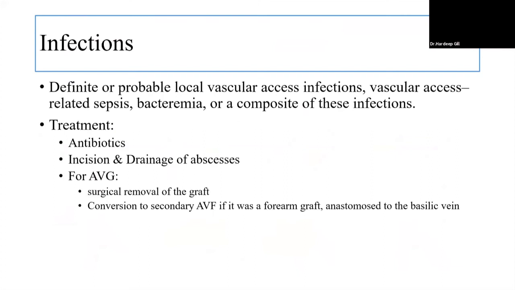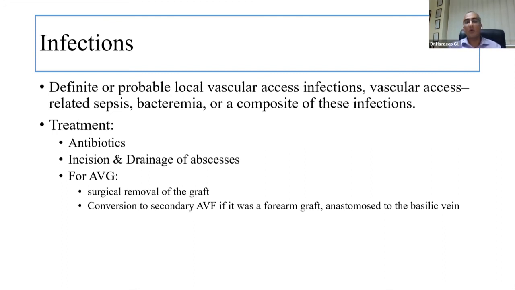But for AV grafts, if an AV graft gets infected, that's actually a disaster because you have to surgically remove the graft. And if it's a forearm graft where it's a loop graft which is connected between the brachial artery and the basilic vein, you're still lucky because wherever the venous anastomosis was going to the basilic vein, you can use the basilic vein as a secondary fistula, like a transposed brachiobasilic venous fistula. So infections need to be treated.